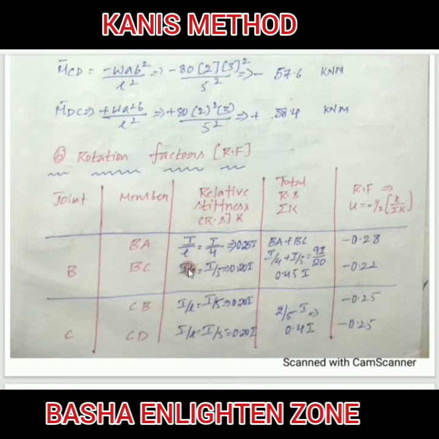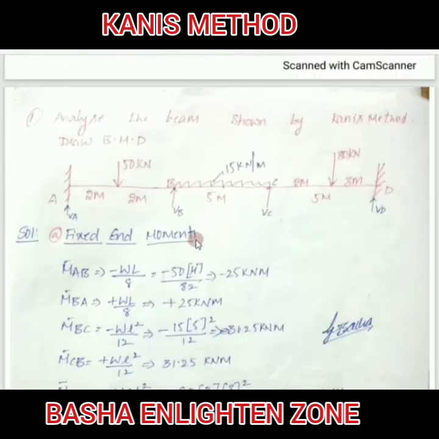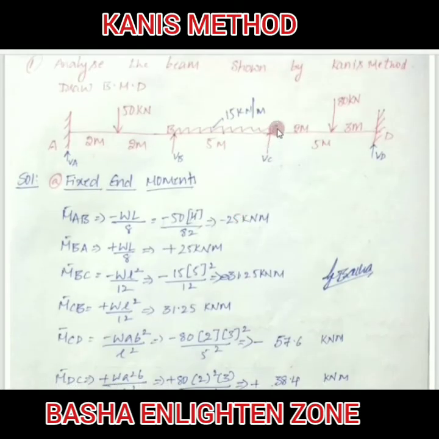So see here, friends, I by L, that is I by 5. If you want to keep it like that only, or else you can go to the decimals, you can simplify in the decimals. Then go to the next step.